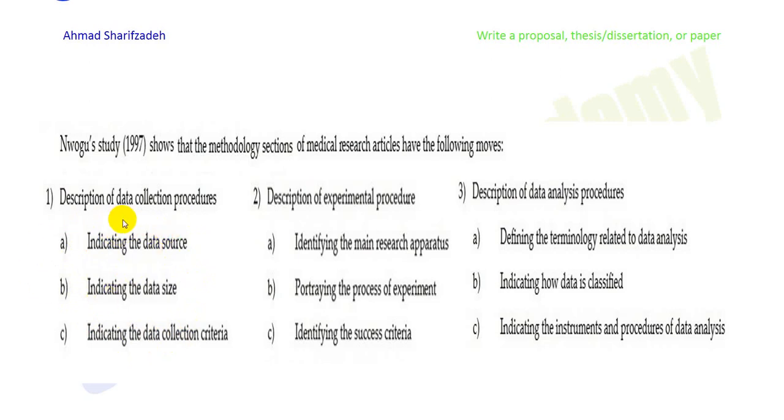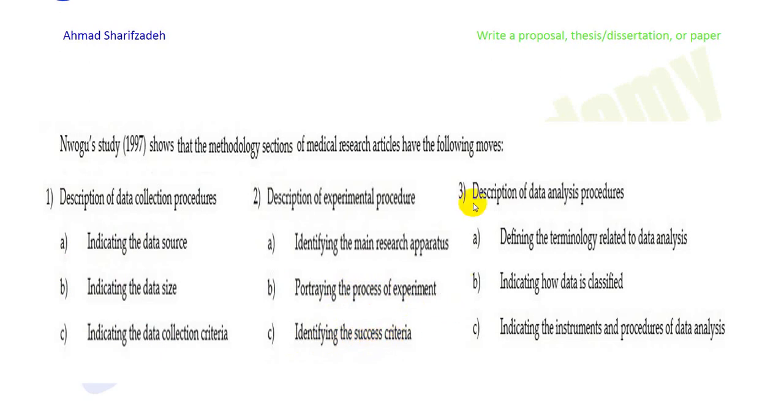In social sciences, you might collect data from people all the time or most of the time, but in science, you might collect data from some molecules, okay? Then you have to tell the process of collecting data. You have to narrate what happened behind the locked doors, what you did first, second, third, fourth, and finally, what was the process of experiment, and identifying the success criteria.